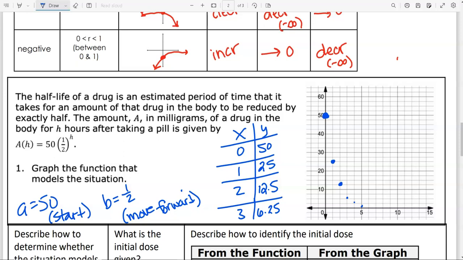When we draw this, am I going to go behind? Am I going to draw this part of my graph? No, this is real world. We can't go back in time, okay? That pill has 50 milligrams, the end. I can't make it have more. So we start here, and we fall down. Okay, so these are my hours. These are my milligrams for my pill.